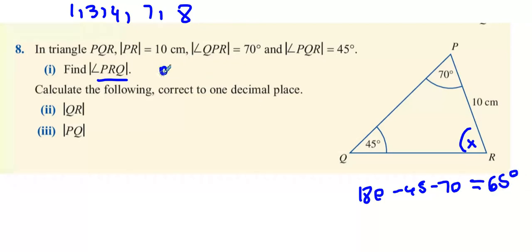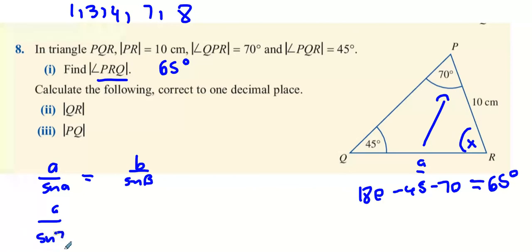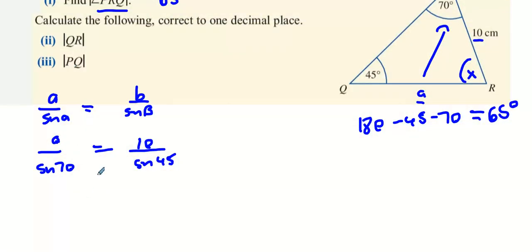Okay. Calculate the following correct to one decimal place. Q to R. So we'll call this A. We're going to use the sine rule again. A over sine A equals B over sine B. Pick a side. So we have A. The angle that looks at the A is sine 70. B is 10. And the angle that looks at the B is 45 degrees. So sine 45 degrees. Cross multiply up to sine 70.